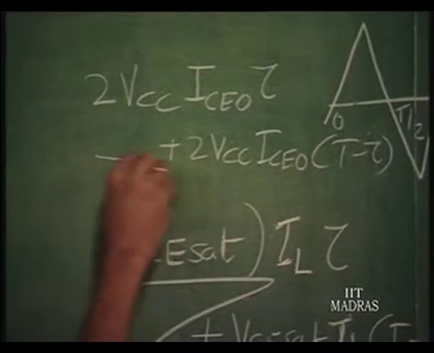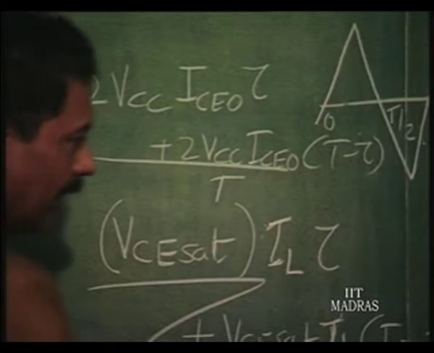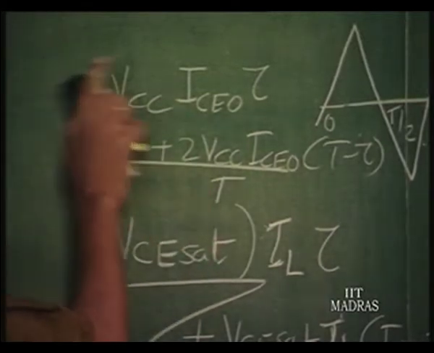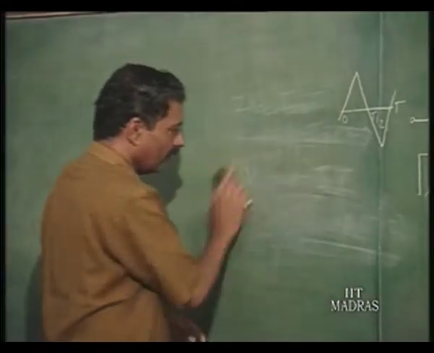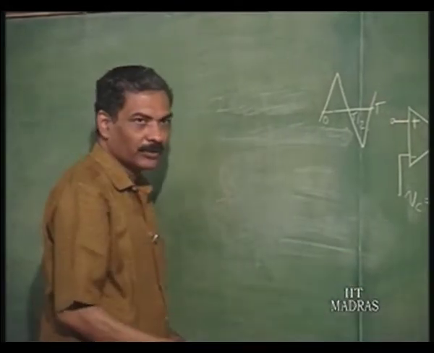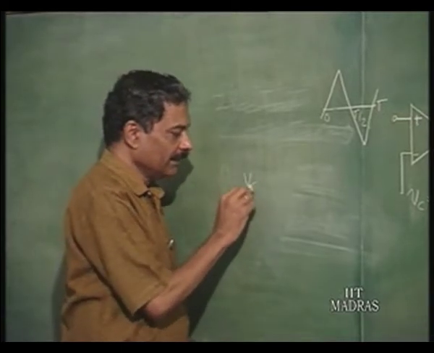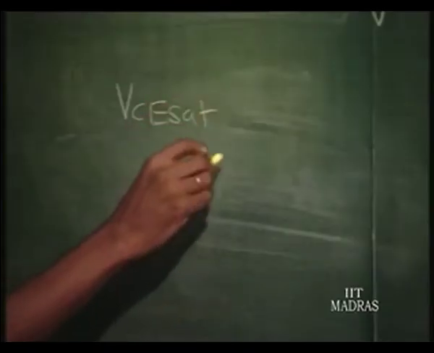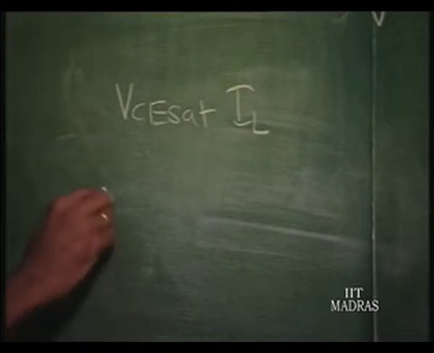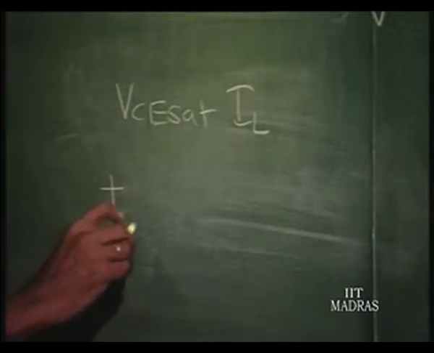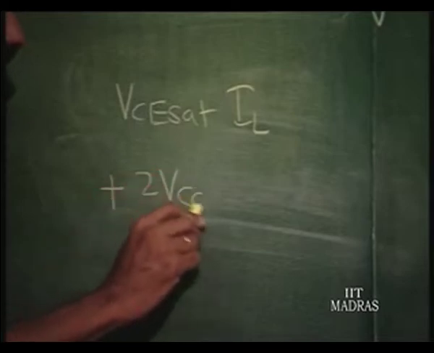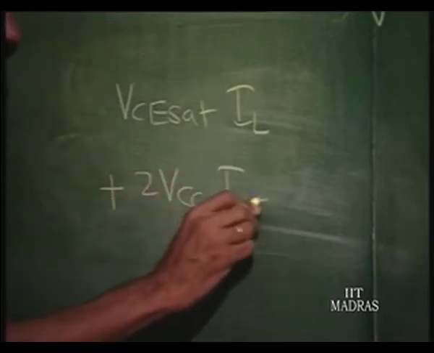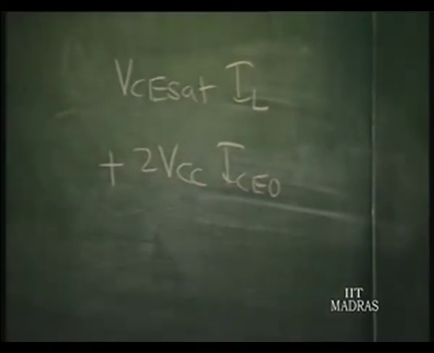So, that divided by T. Basically we can see that since two such identical transistors are used, the power dissipated during the entire period is essentially VC sat into IL throughout, and that dissipated during the time when it is open corresponds to twice VCC into ICE naught. So, this much power gets dissipated in the transistors.